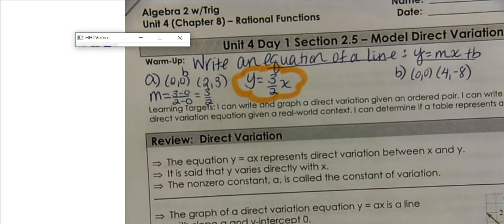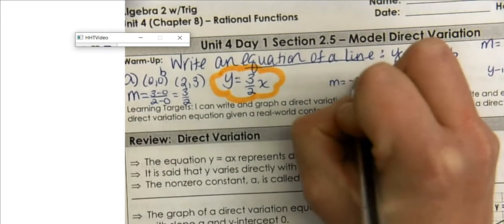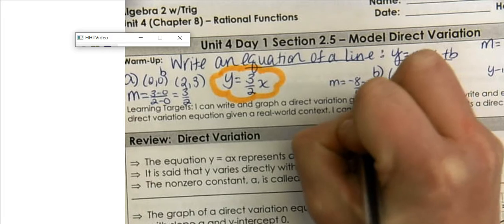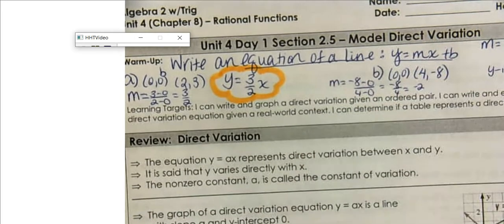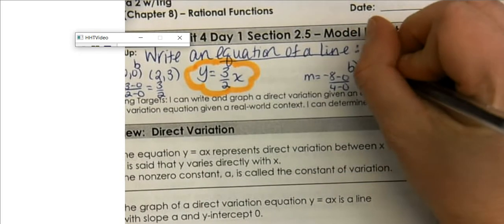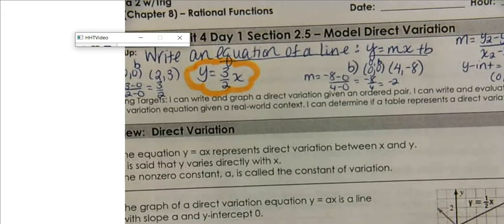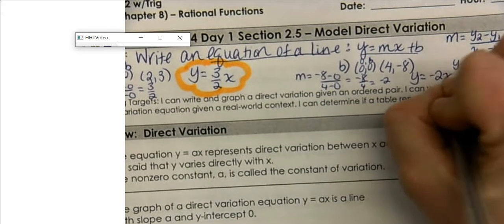In letter B, we're going to do the same thing. I'm going to write m is equal to negative 8 minus 0 divided by 4 minus 0. That's negative 8 divided by 4, which is negative 2. Once again, I do know what the y-intercept is. This is (0, b), and my b value, once again, is 0. So my equation is going to be y equals negative 2x.